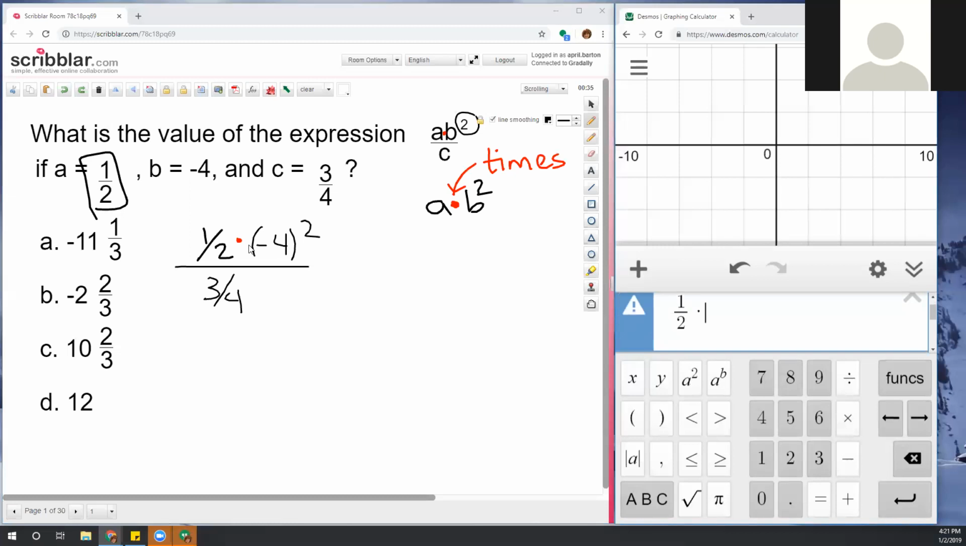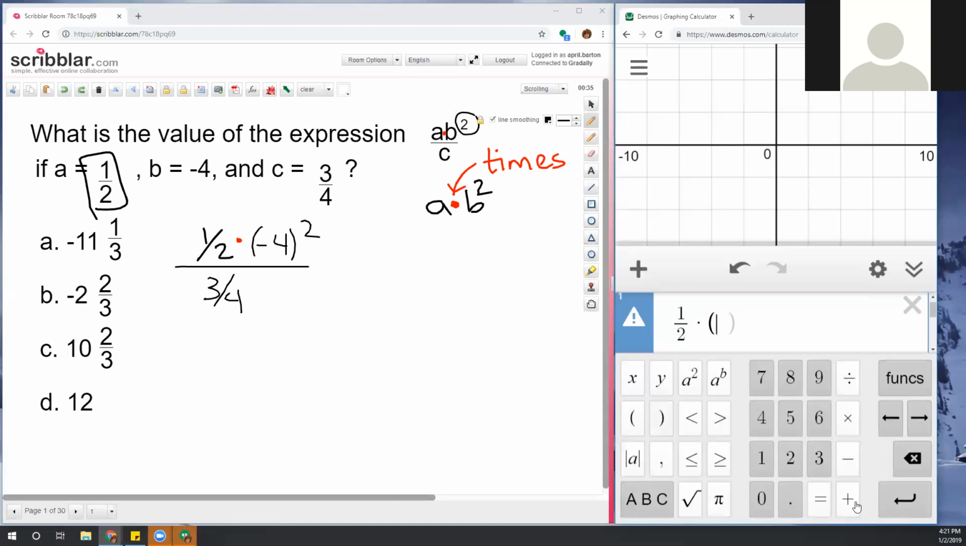So now we do the parenthesis, -4 squared. So the parentheses are over here on this part of the keypad. And there is no specific negative symbol. Some calculators you may have used in the past, you would have a minus symbol and then a separate negative symbol.